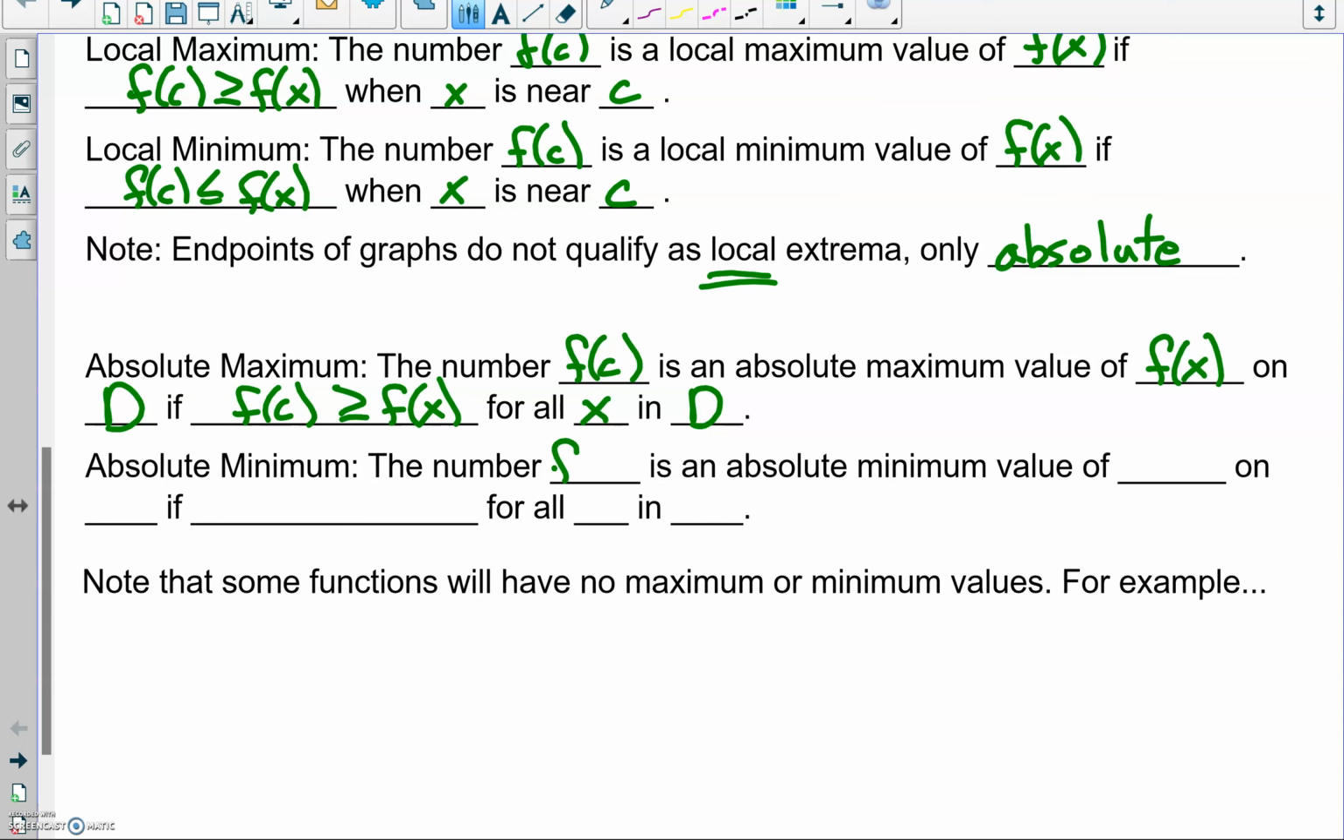Absolute minimum, similar idea. The f of c is an absolute minimum of f of x on this domain D if f of c is less than or equal to the f of x's for all x's in D. So it's the smallest y value that you're going to see, and again, there could be ties.